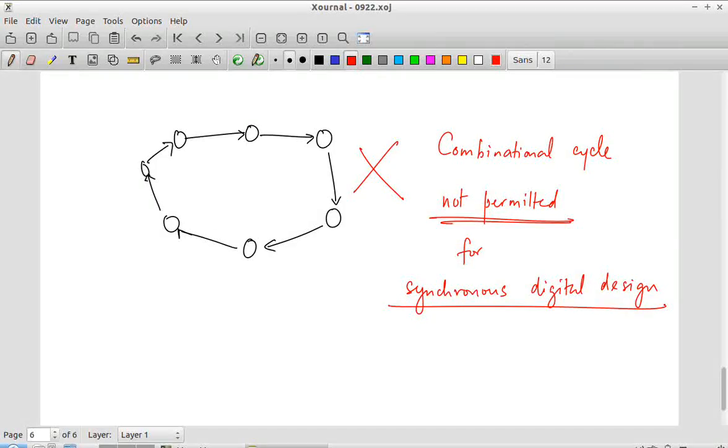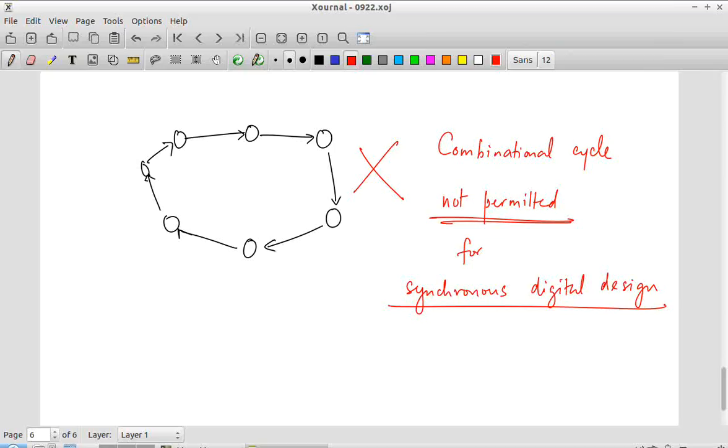But we are saying that the combinational logic which you are using should not have any cycles in it. Any cycles of this sort should be restricted to your latches or registers and should be analyzed separately from the rest of the timing of the circuit.